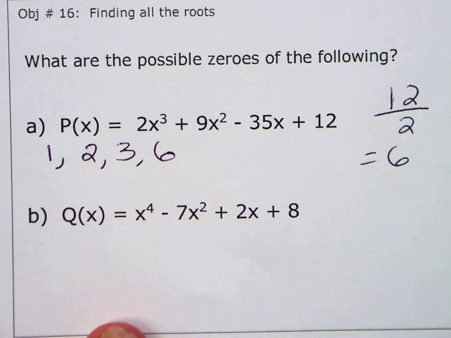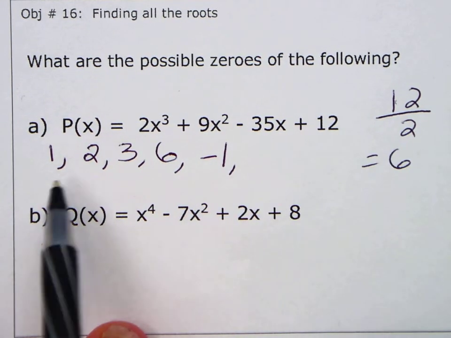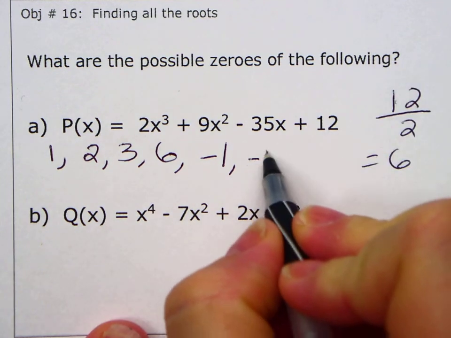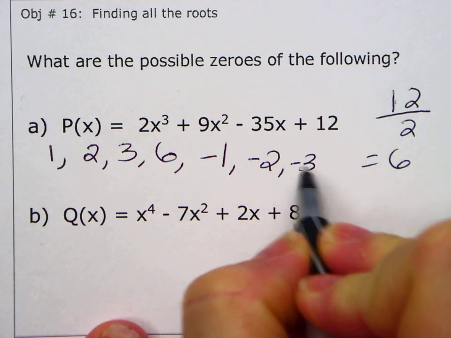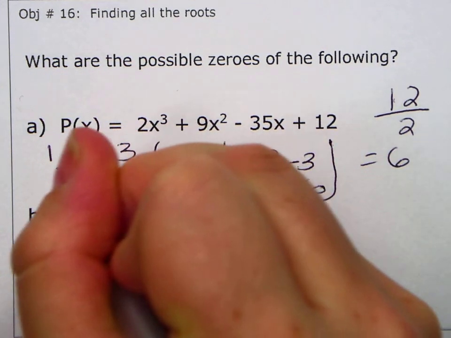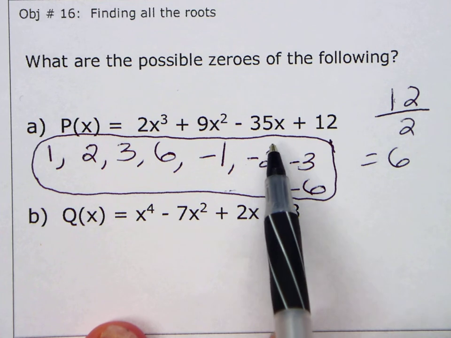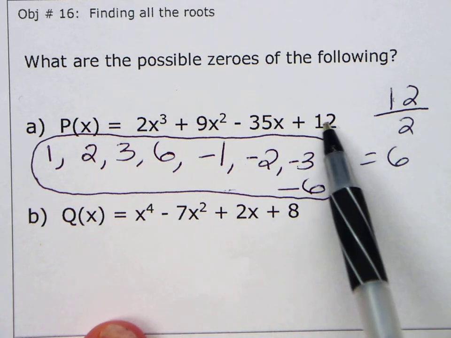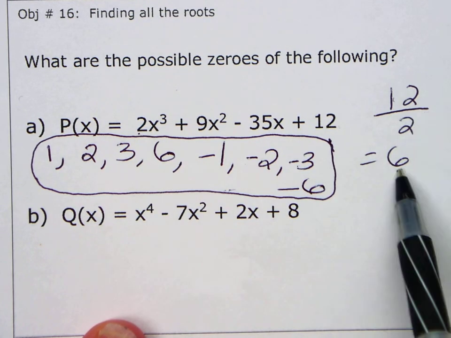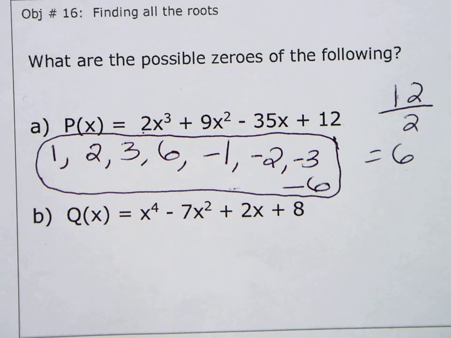So if 1 goes into 6, negative 1 goes into 6. So we have those 4 plus their negatives: negative 1, negative 2, negative 3, and negative 6. So these are all the possible roots or zeros. Take 12 divided by 2, and write down everything that divides into 6. Okay, so try B on your own. Pause the video and try it on your own.